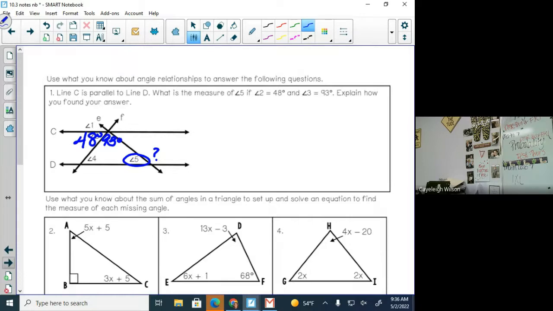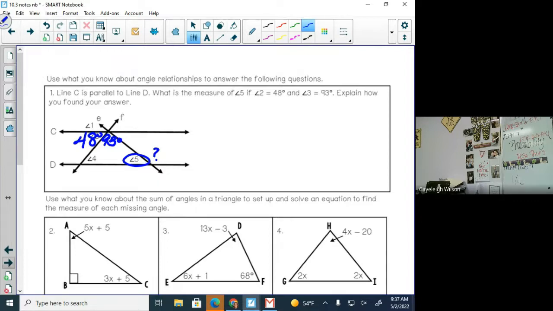All right, Simeon. Well, what'd you do first? I added 93 and 48 and got 141. No, it's not right. It was just a coincidence. All right. What did somebody notice first? What missing angle did you find first?